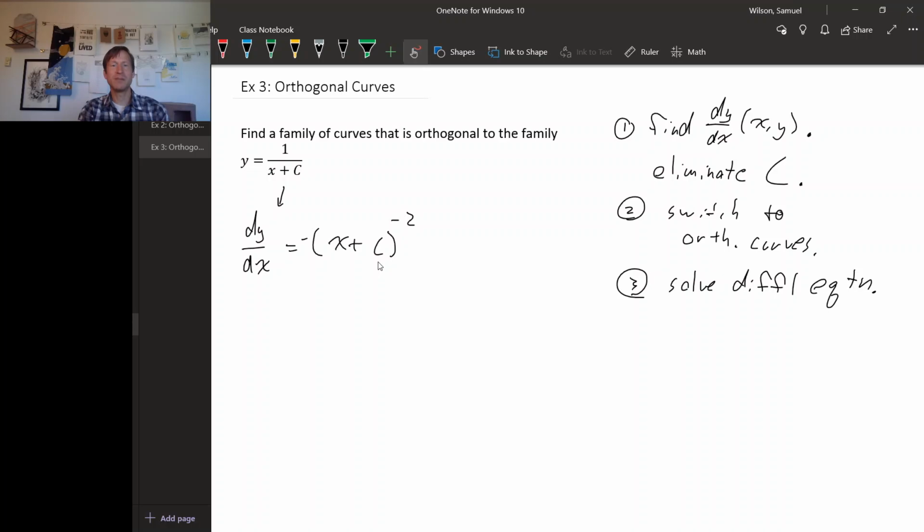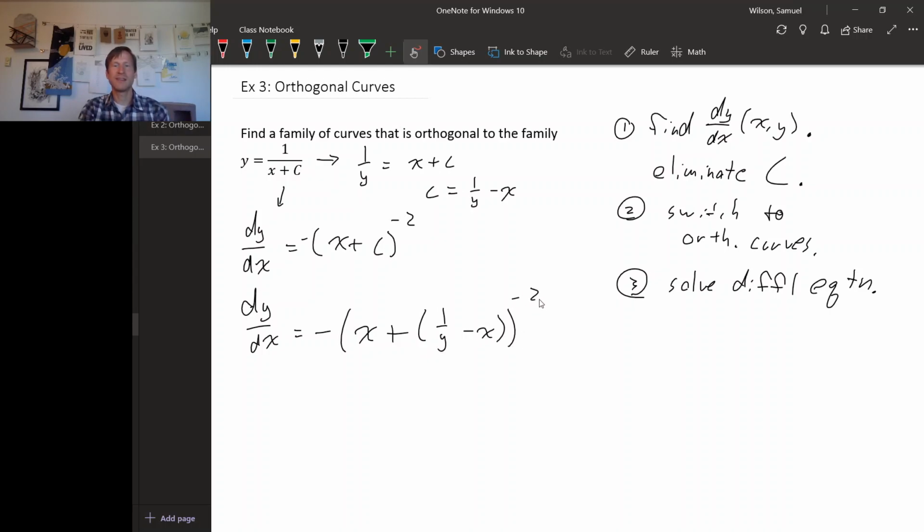Now here's where we need to eliminate c, right? We need to write dy dx in a way that's a function only of x and y. So we can solve this for c. So take reciprocals, 1 over y equals x plus c, and then solve for c. So c is 1 over y minus x. And we can put that into here. So dy dx equals minus x plus c, which is 1 over y minus x, all to the minus second.